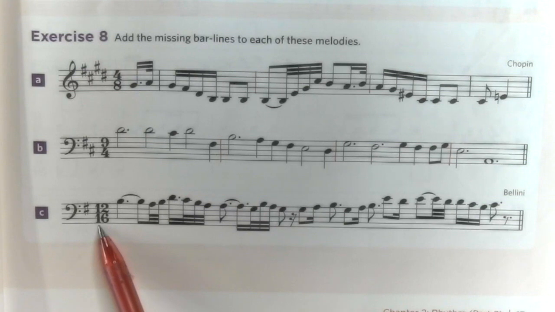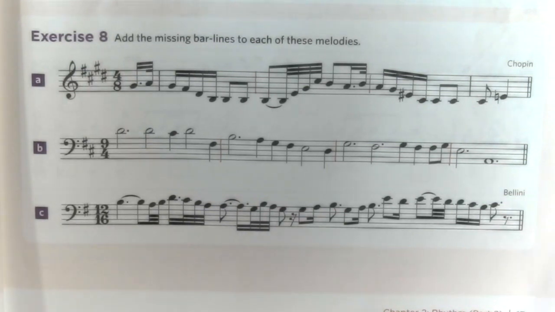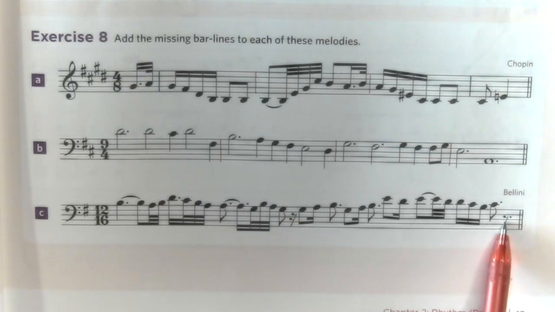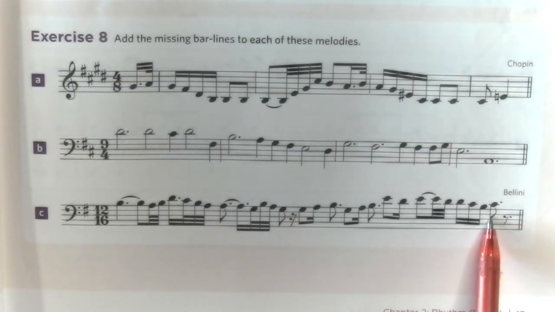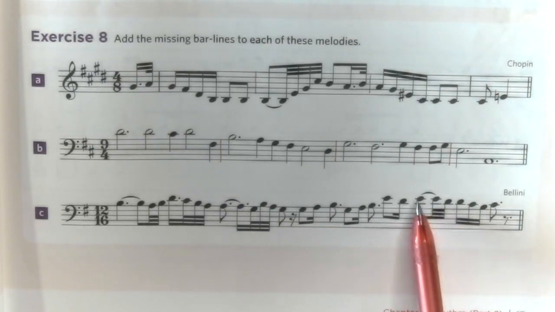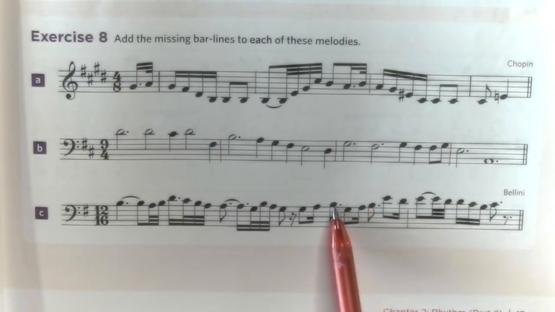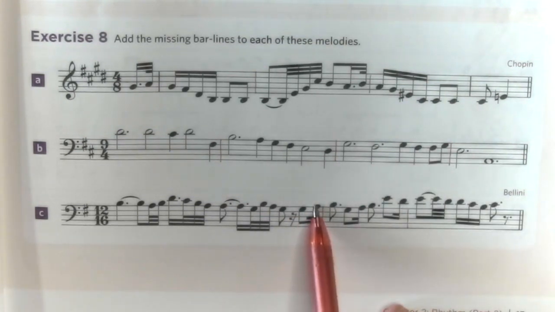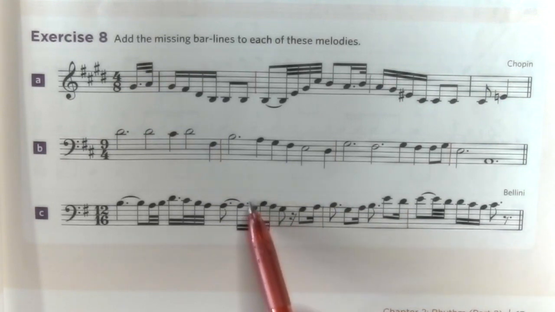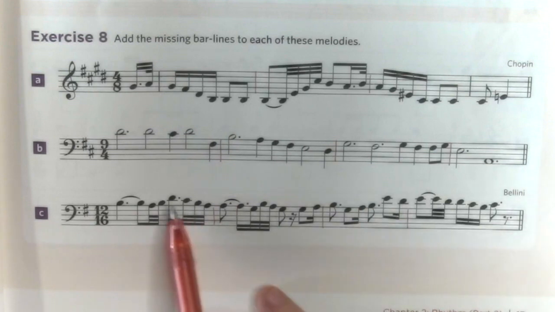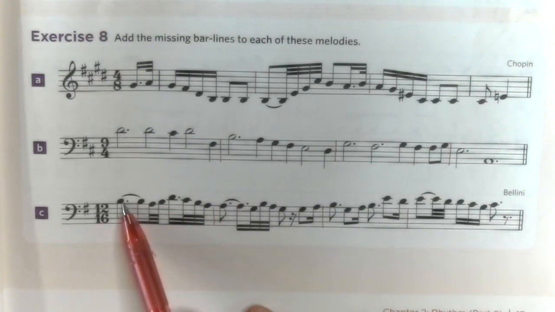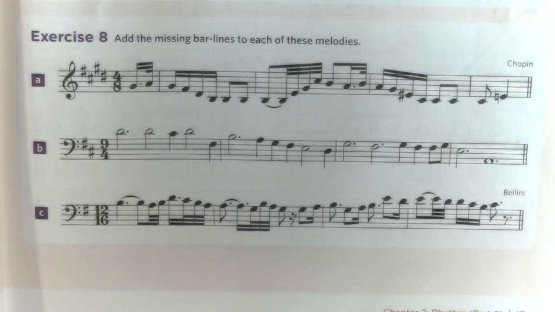12/16 is 12 semiquavers. For example, shall we start from the end here? I think it's easier. 1, 2, 3, 1, 2, 3, 1, 2, 3, 1, 2, 3. So 4 times, yeah? 1, 2, 3, and 4. 1, 2, 3, and 4. Sorted. You see? Also backwards. And I did count here, but I didn't count here anymore because I was looking at the grouping.